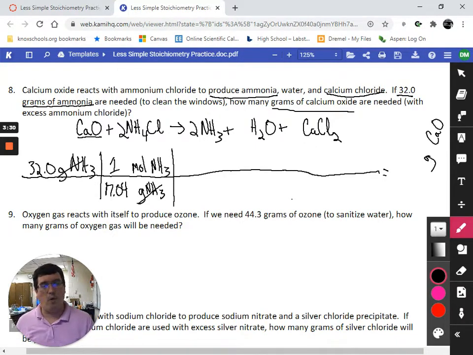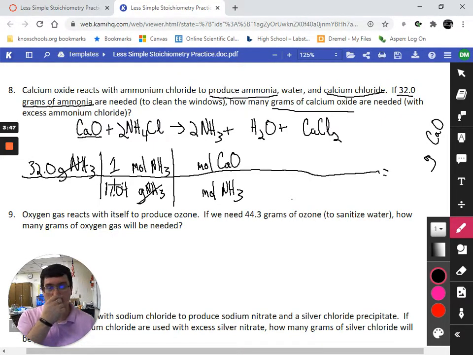So now I've got moles of NH3, so I can go from moles of NH3 to moles of the thing I'm trying to get out at the end. I'm trying to get to CaO, so we're going to go to CaO out here at the end. So where do I get a number to go in front of this? Well, in front of NH3, there's a 2. And in front of CaO, there's a 1.